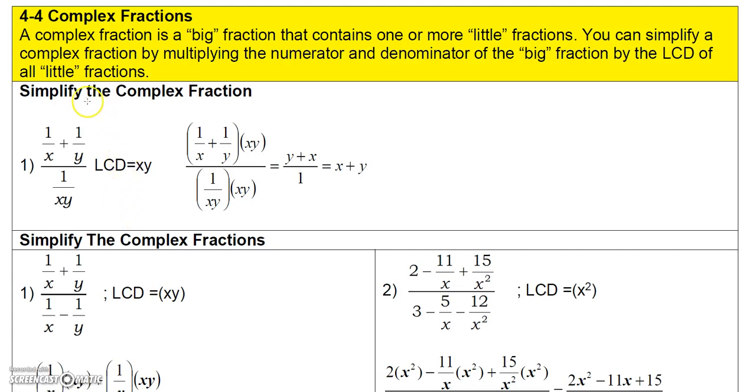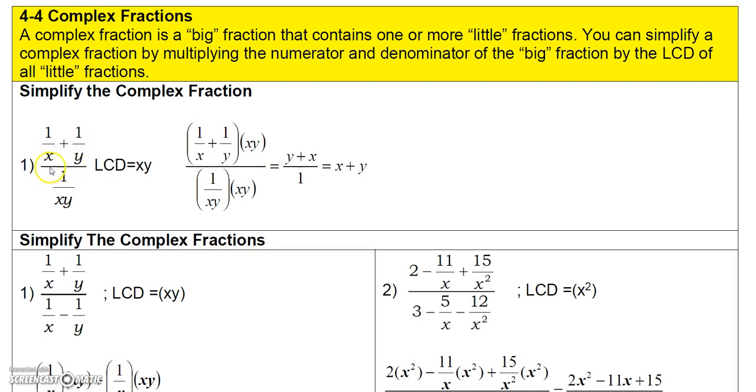In this section, we're going to talk about a complex fraction. A complex fraction is kind of like, I call it a big fraction, where you have little fractions inside it. So if you look at this fraction here, notice the line here, it separates and creates the big fraction. And then if you look in the numerator above this line, you'll have a couple of fractions here, 1 over x and 1 over y.